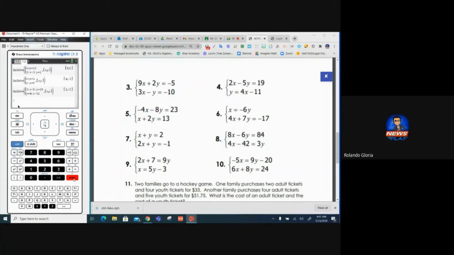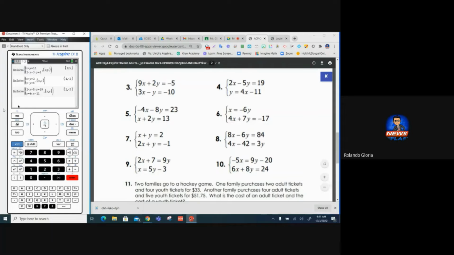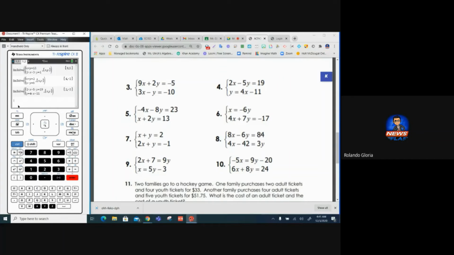Let's do number 6. The given is x equals negative 6y and 4x plus 7y equals negative 17. So again, it's a LinSolve. So menu, algebra. I accidentally clicked on number 1, so I'm just going to delete this. Okay, so menu. I can actually press 3 on the keypad and then press 2, then enter. So menu 3, 2, enter. It will do the same thing.